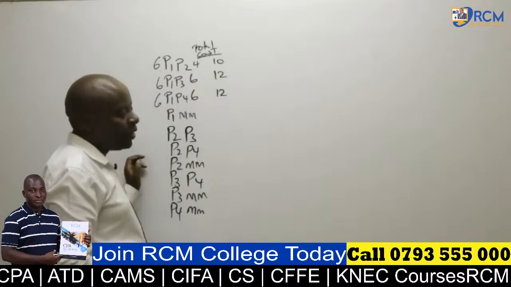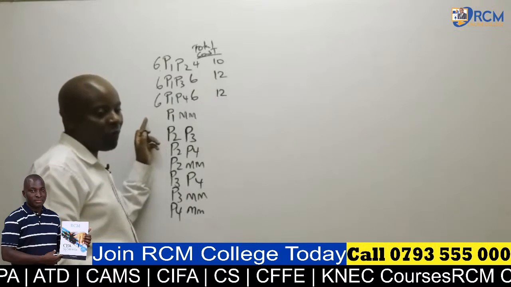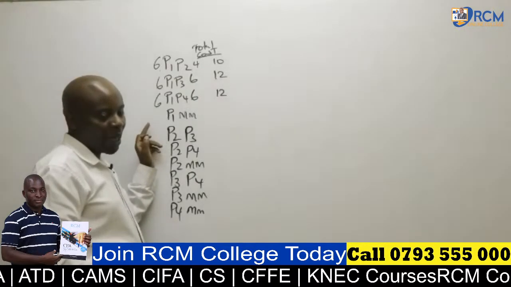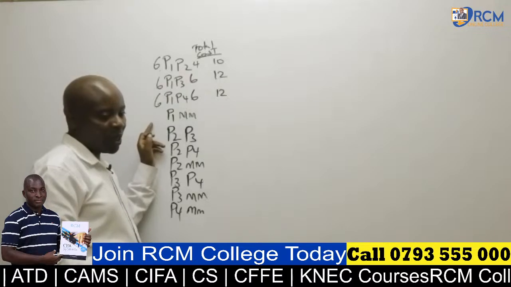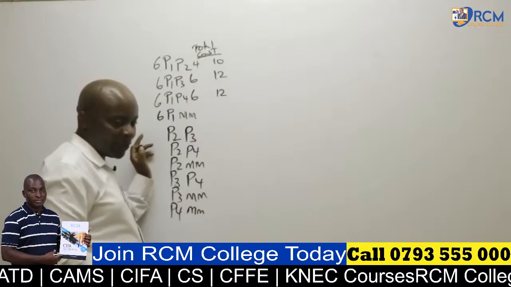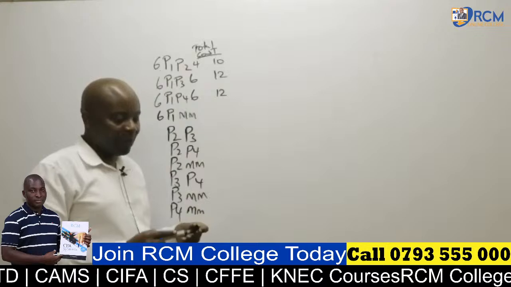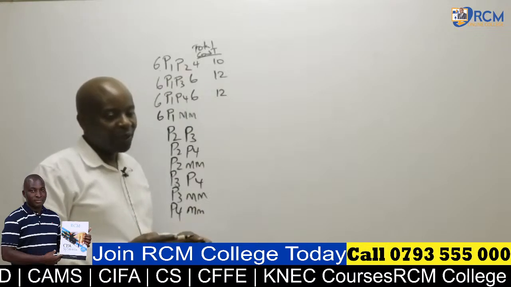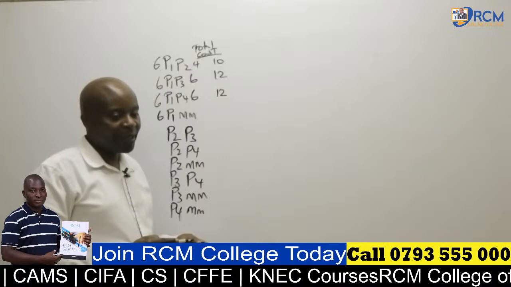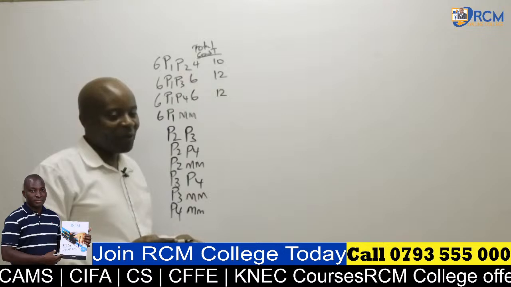Now, I would want us to be very clear. What is the cost of P1? How much investment do I have to put in P1? P1, as I told you, is 6. Every student, P1 is 6. How about money market? What is the investment of money market?